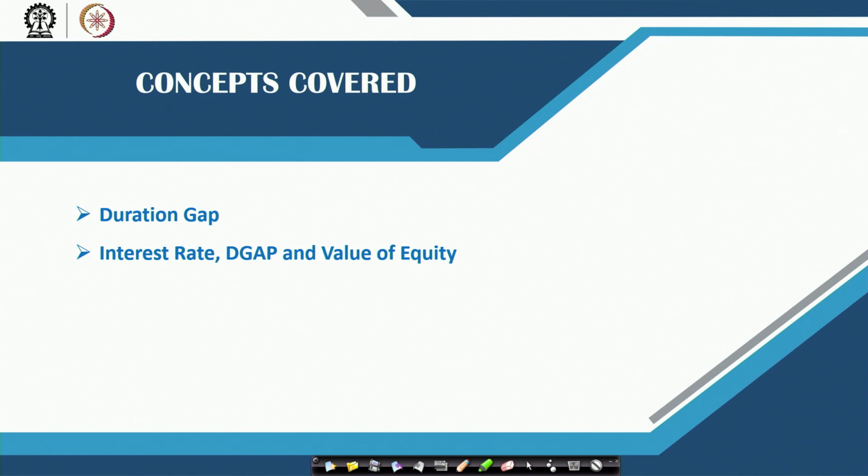In today's discussion, we will be covering what we mean by the duration gap and how the interest rate, duration gap and value of equity are linked. If we know the duration gap, and there is a change in interest rate, then how is it going to affect the value of equity? And if the value of equity gets affected, then what kind of strategy do we have to adopt to minimize that risk or to increase the value of equity in that particular bank? So, this is today's topic.